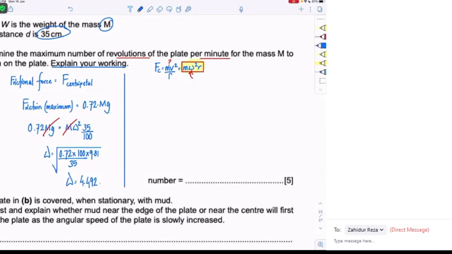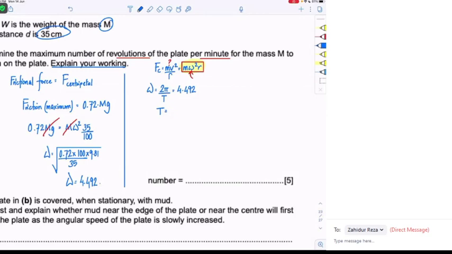We're trying to find out number of revolutions per minute, RPM, revs per minute, right? So how can we find that? What I'm going to do is break down omega. Omega equals 2 pi by T, which is 4.492. So from here we can find the time period. So we can use this to find out the time period of my oscillation. Can you help me with that?